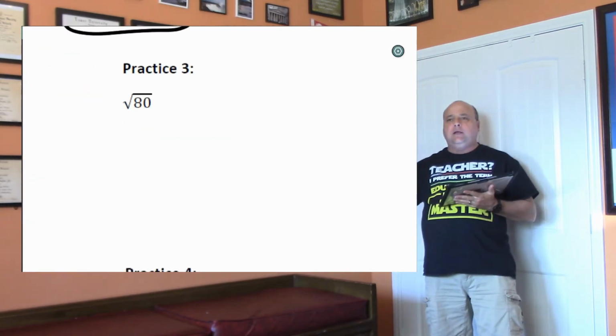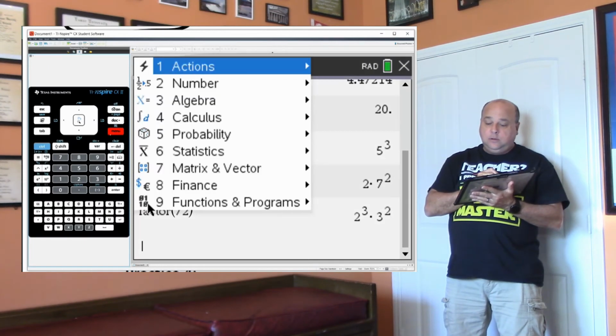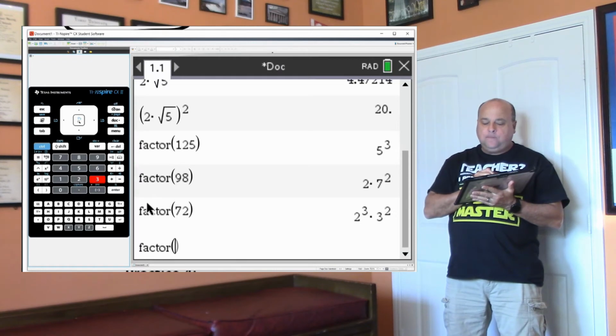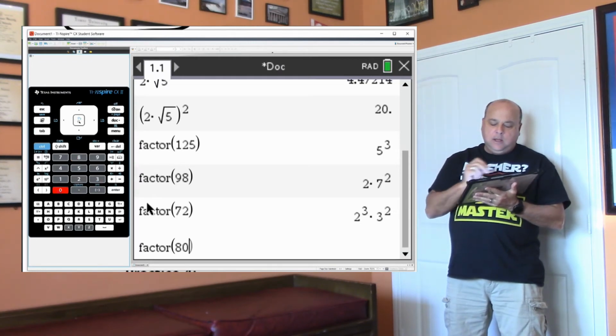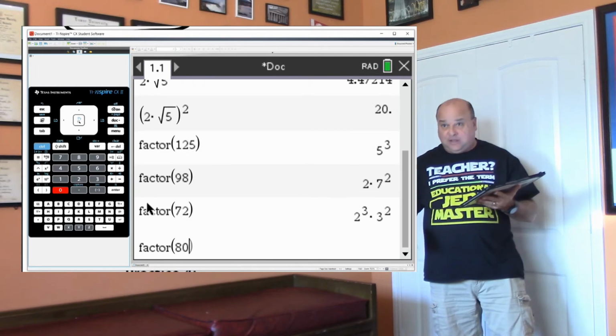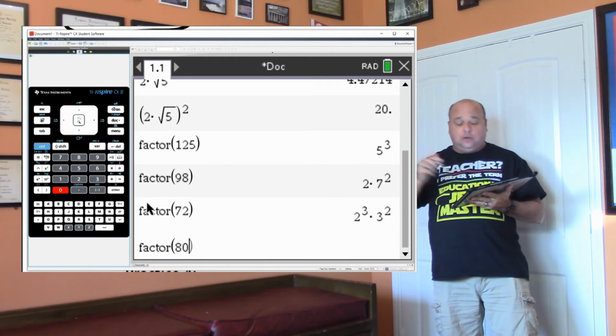The square root of 80, okay? So we're going to hit menu 2, number, factor, 80. If you have a calculator, please do this on your calculator because you're not going to be able to do it by yourself. Make sure you can do this so when I'm not there, when you take your test, you can do this.